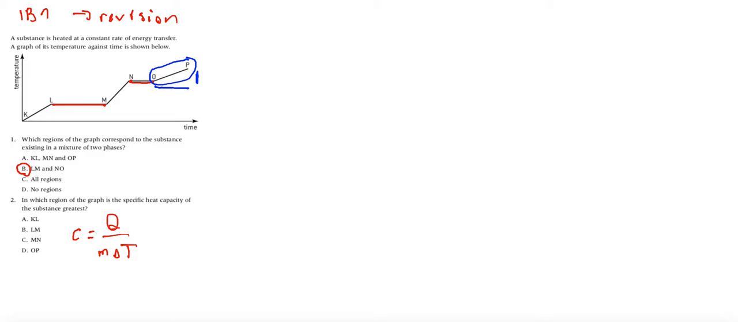Let's compare this with, let's say, the MN region. We have a short time and a huge change of temperature, which means that a small amount of energy is needed to do this. So the correct answer is region OP, because a lot of energy is needed to change the temperature by a small amount. So a lot of energy is needed, a huge numerator, to change the temperature by a small amount, a small denominator. So the biggest C is in the region of OP. So the correct answer for exercise number 2 is D.